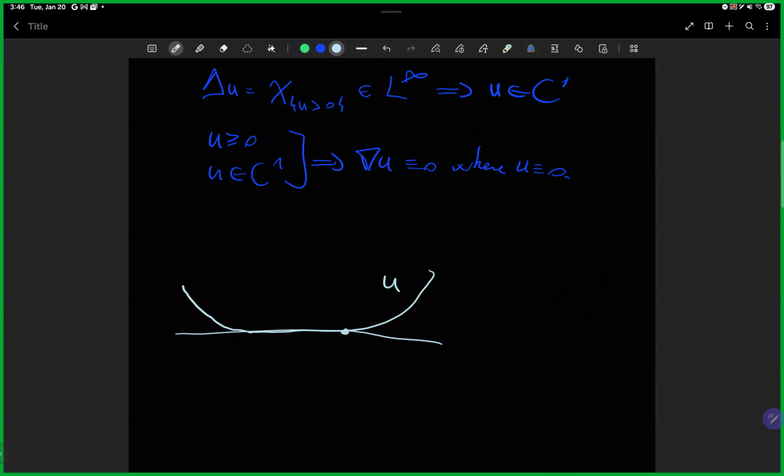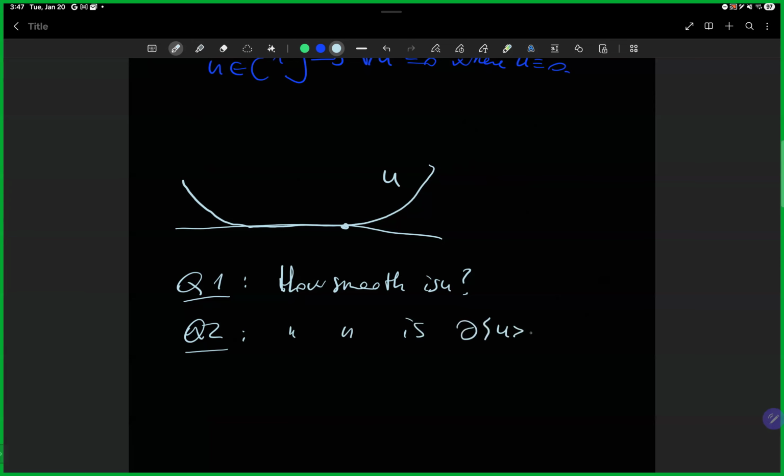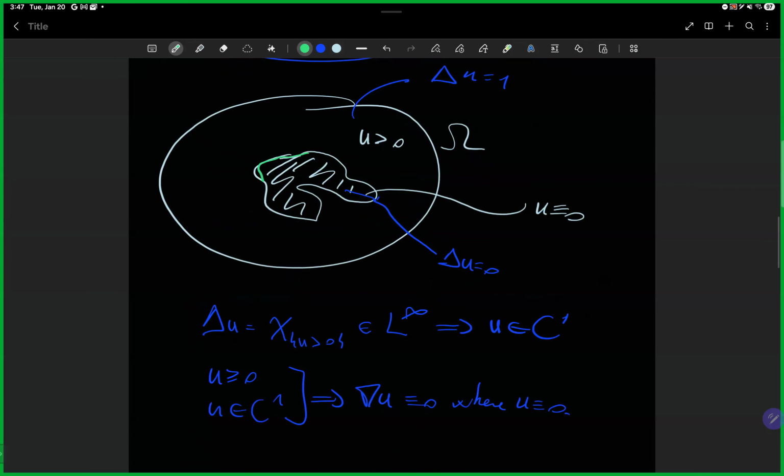Okay. So now we have two questions. Question 1, how smooth is u? And question 2, how smooth is the boundary of u positive, which is our free boundary? So it's the boundary of this contact set.